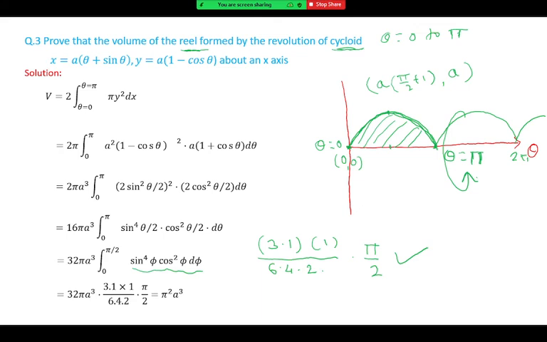Sir, y is equal to 2a and x is equal to pi a, I think. How is y 2a? Because cos pi is minus 1, so 1 minus (minus 1) gives 2a. Okay, so my mistake. The graph I drew was not correct.